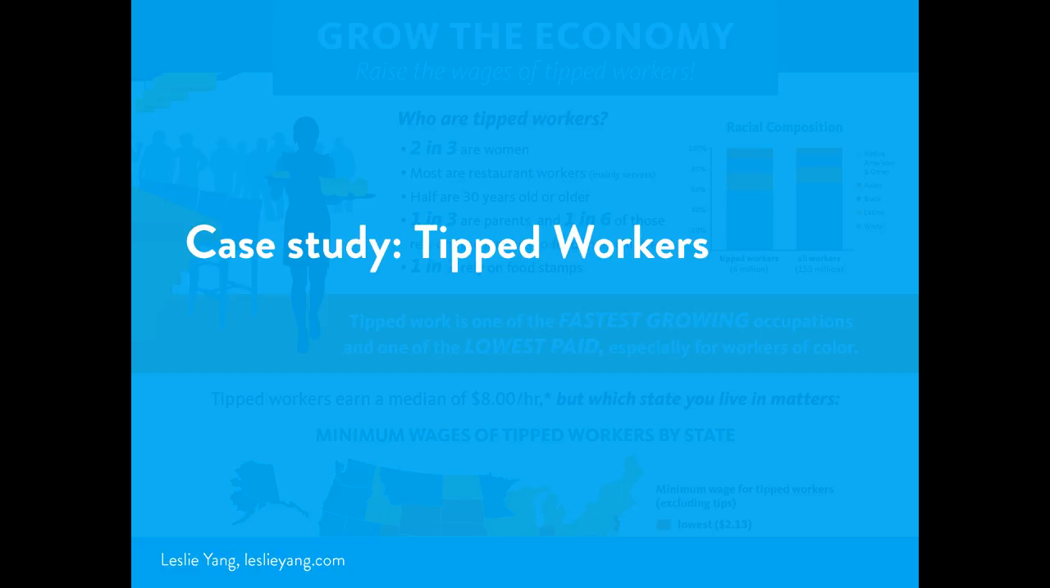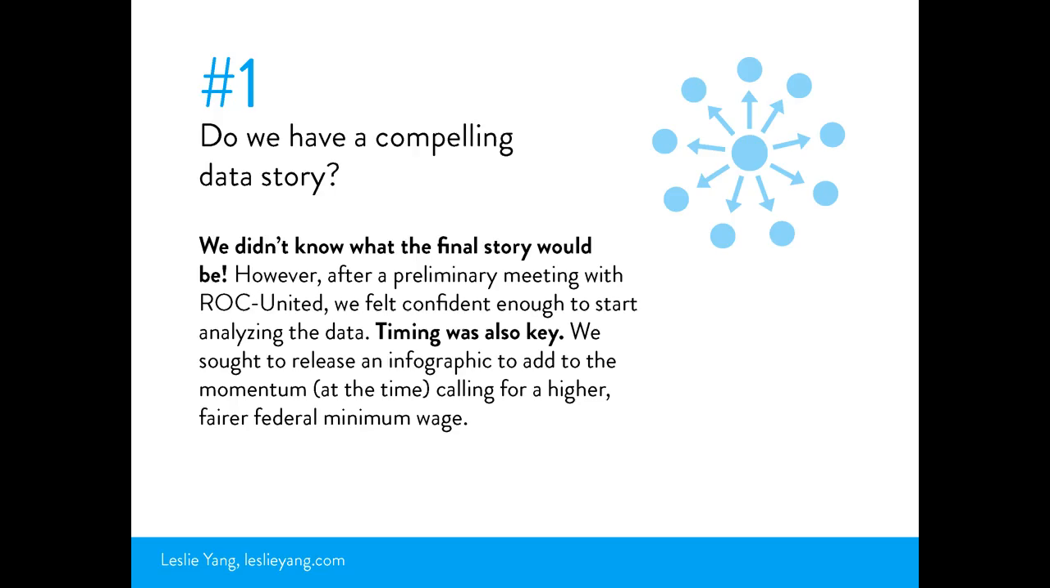All right, let's go back to the top 5 best practices really quickly. The first thing we had to ask ourselves is, do we have a compelling data story? Actually, we didn't know what the final story would be. But after we met with Rock United, we felt confident enough to start analyzing the data and really start trying to figure out that data story. The other thing was that timing was of the essence. We wanted to release an infographic to add to the momentum at the time, which was calling for a higher, fair federal minimum wage. That is really important for us.